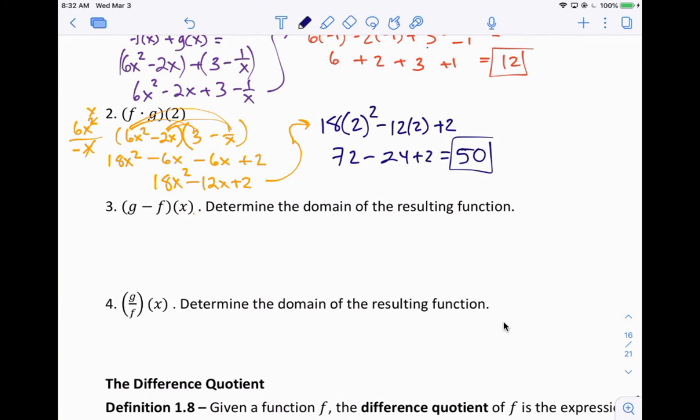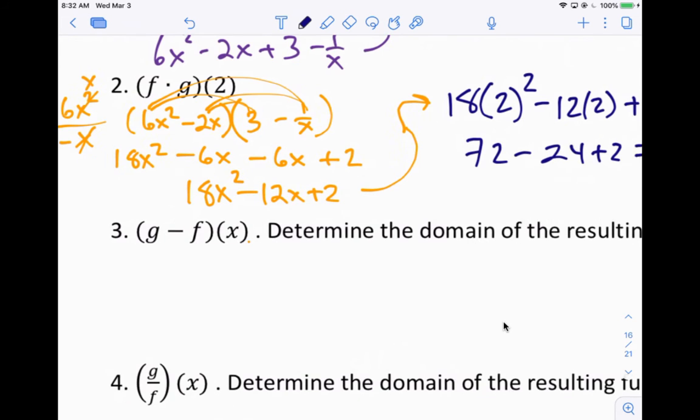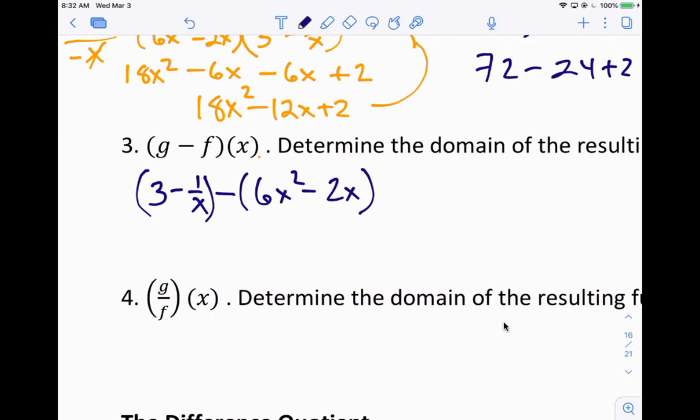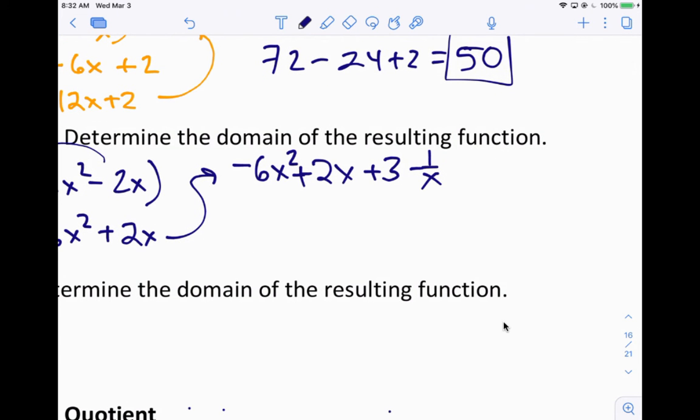So let's go ahead and subtract. Ooh, got to be careful. G minus F, not F minus G. So I'm going to take G and subtract F from it. All right, when I do that, I have to distribute that negative. I get 3 minus 1 over x minus 6x squared plus 2x. Written in more of a classic format, we see negative 6x squared plus 2x plus 3 minus 1 over x. So again, not a lot is going to combine, but it's the first two that change their sign.